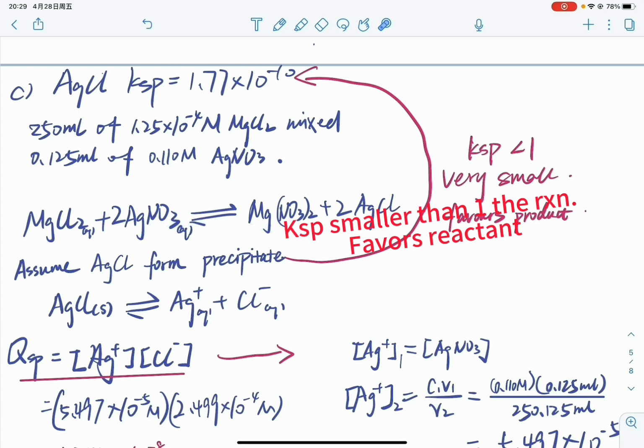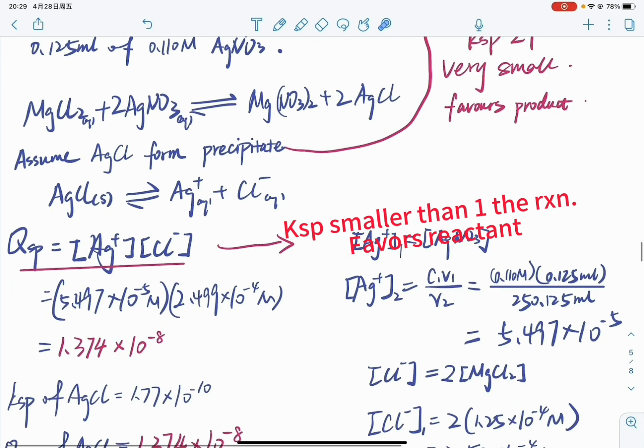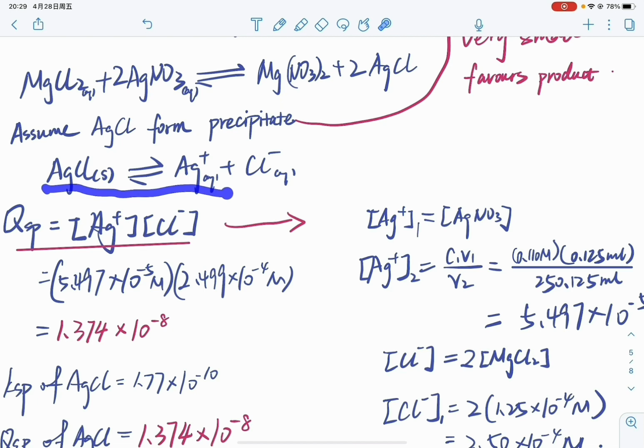So we get two products in this way, and we only know the KSP of AgCl, and we can see it's really small. So it may favor reactant, so we just assume that the AgCl will form precipitate. So we write this expression of the dissociation reaction for AgCl, and in order to know if it's going to form precipitate or not, we have to find out the QSP to compare with KSP.